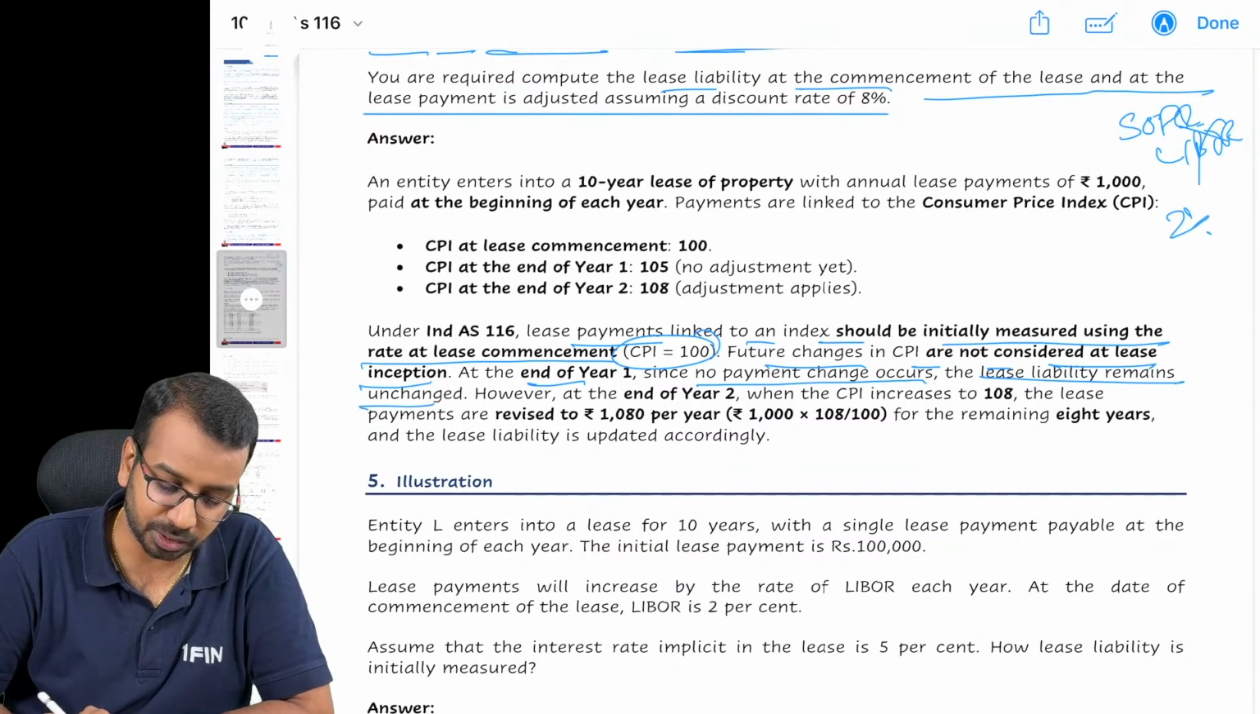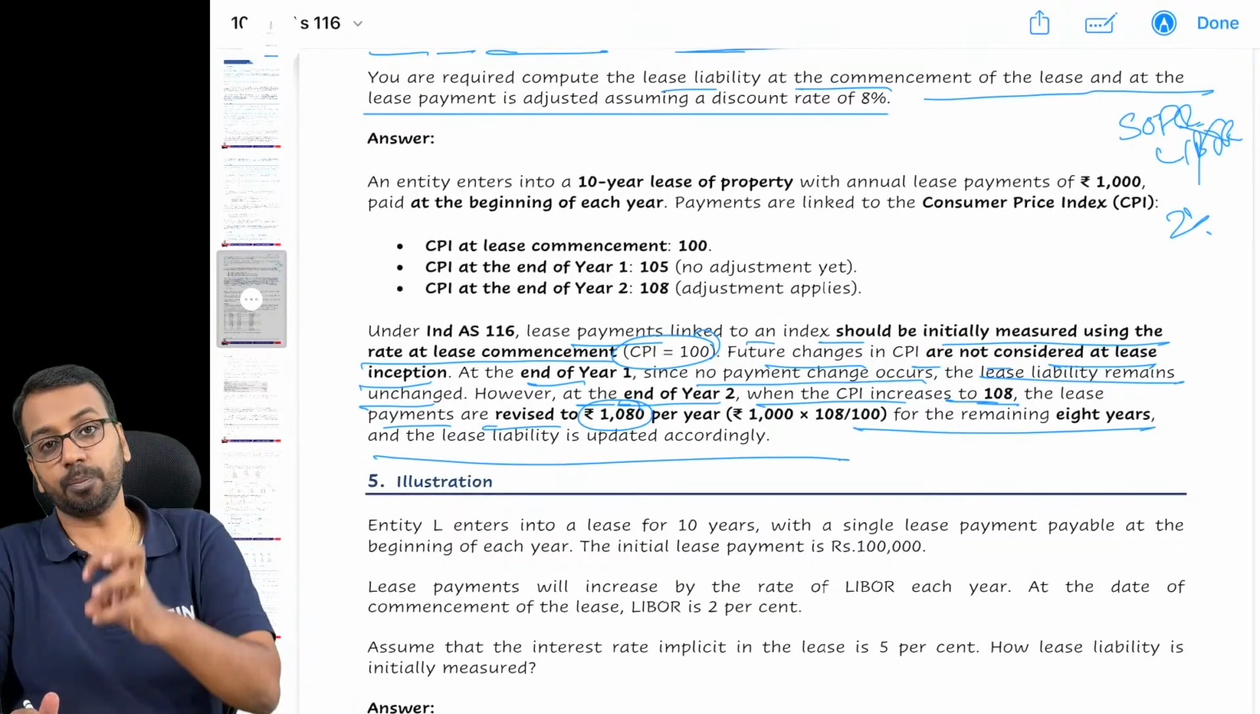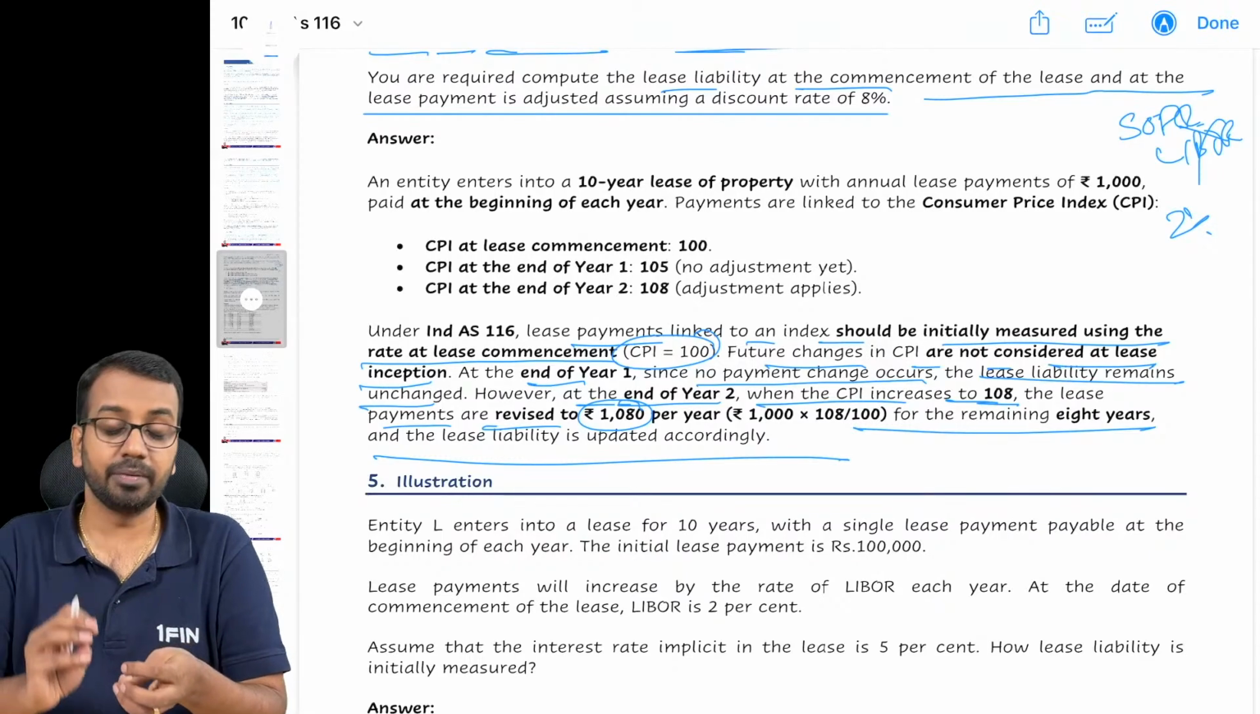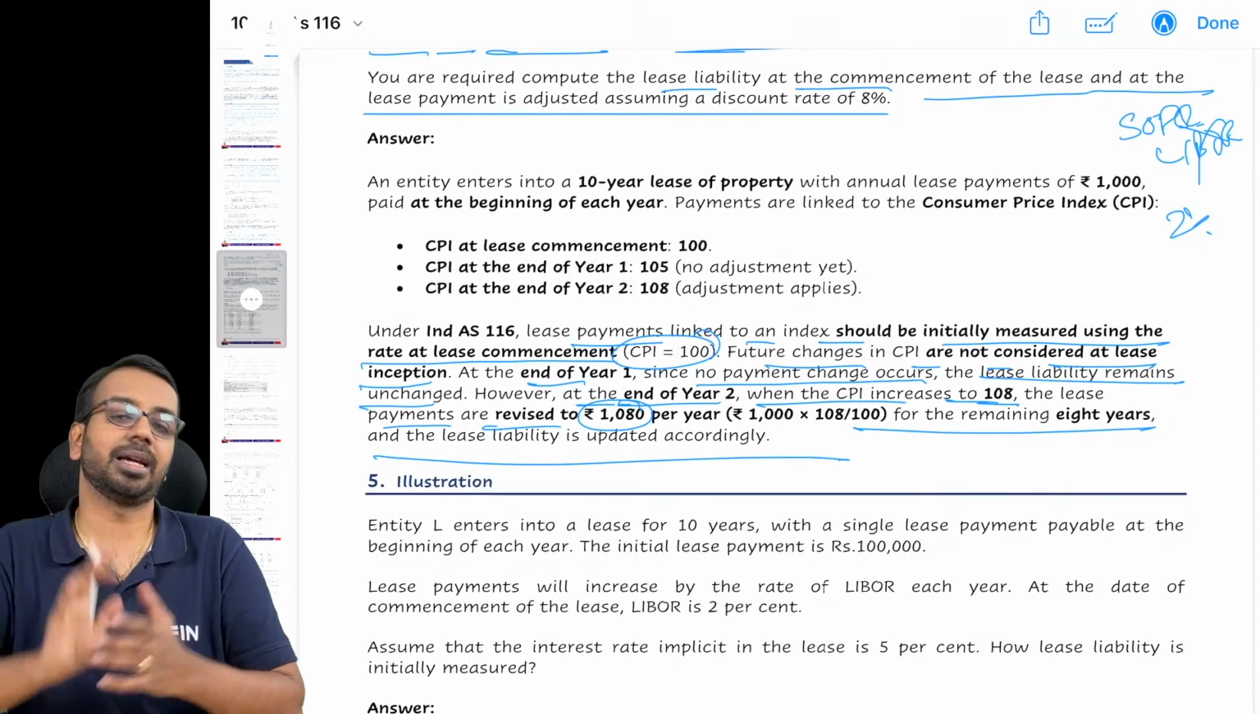The lease liability remains unchanged. However, at the end of year 2, when the CPI increases to 108, the lease payments are revised to 1080 for the remaining 8 years and the liability is changed. So, because the index has changed, we will remeasure the liability and the right of use asset.